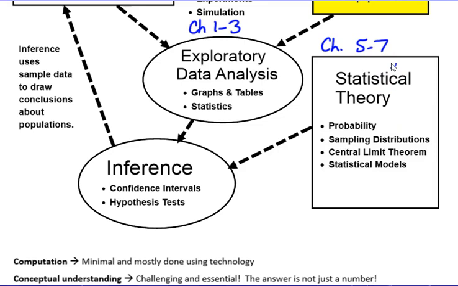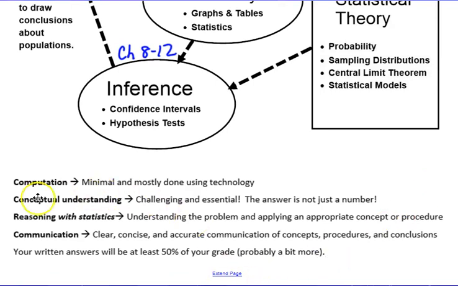Then in second semester, we'll do what's called Inference. This would be chapters 8 through 12 in the book. And I think there's 12 chapters, but it's the rest of the book, whatever the rest of the book is. We will be looking at ways to make estimates and make some sort of decisions about questions based on a sample. So in other words, inference uses sample data to draw conclusions about populations. So that's what we'll be doing, finishing up second semester and then start, of course, getting ready for the AP exam. So in this course, this is what you should expect.